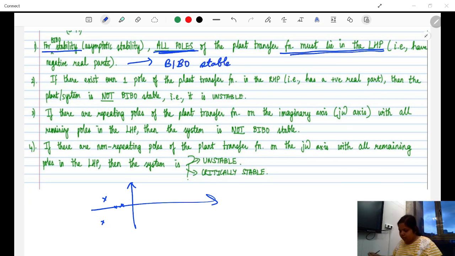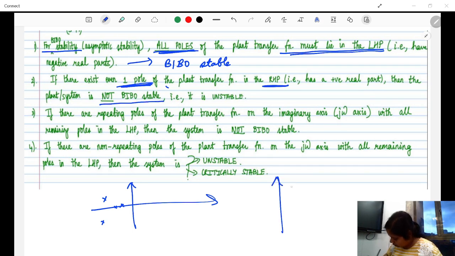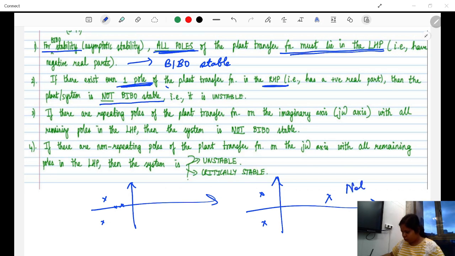This you know already. The second point: there are other conditions besides the left half. If there exists even one pole of the transfer function in the right half, then the system is not BIBO stable. That means if I have this condition, two poles are here and one pole is here, this is not BIBO stable. This is BIBO stable. Okay.